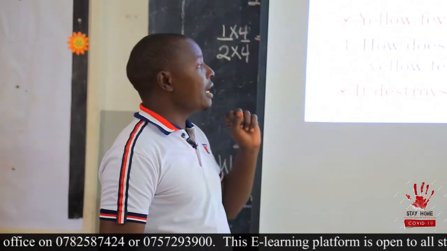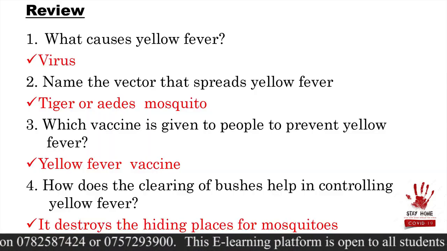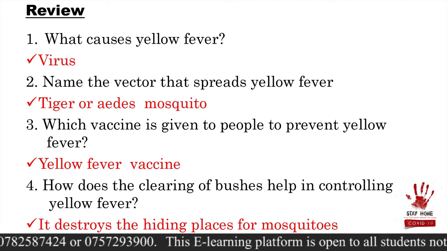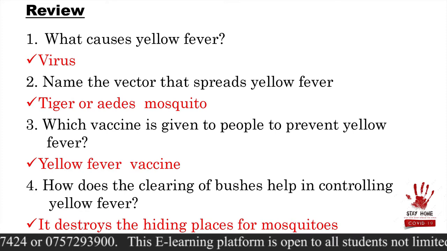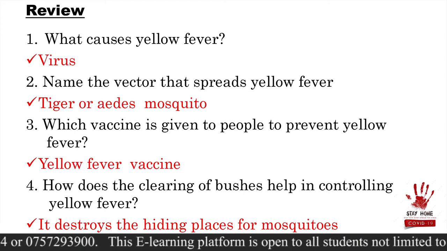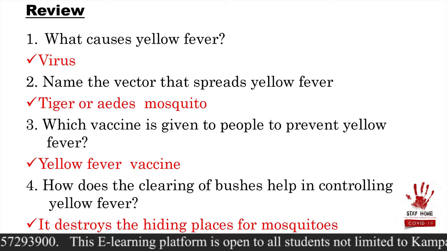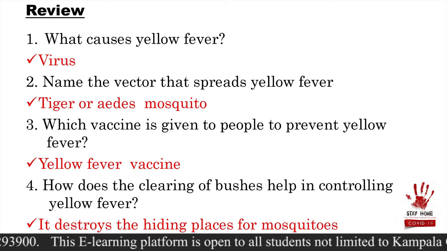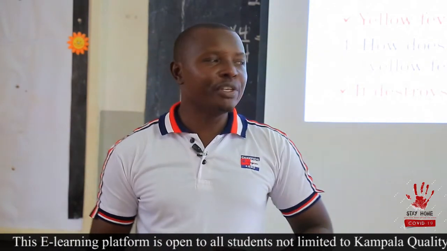Then, the last question was, how does clearing of bushes help in controlling yellow fever? Slashing bushes or clearing bushes destroys the hiding places for mosquitoes.